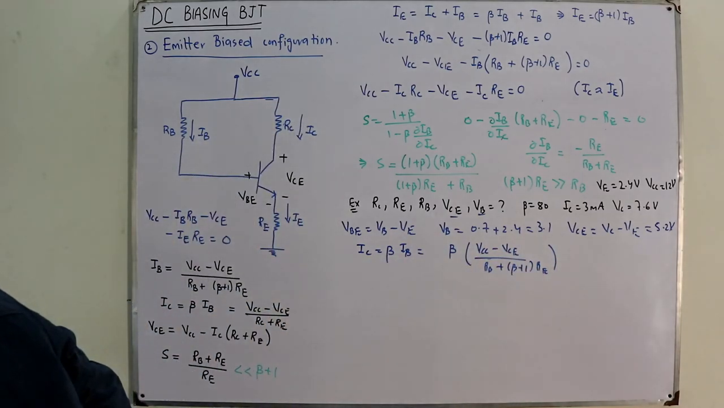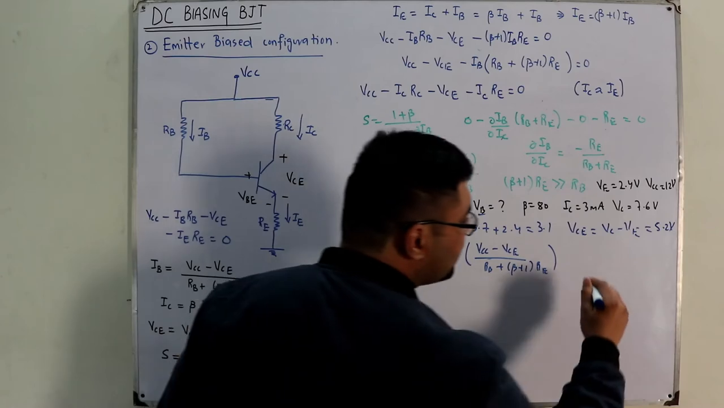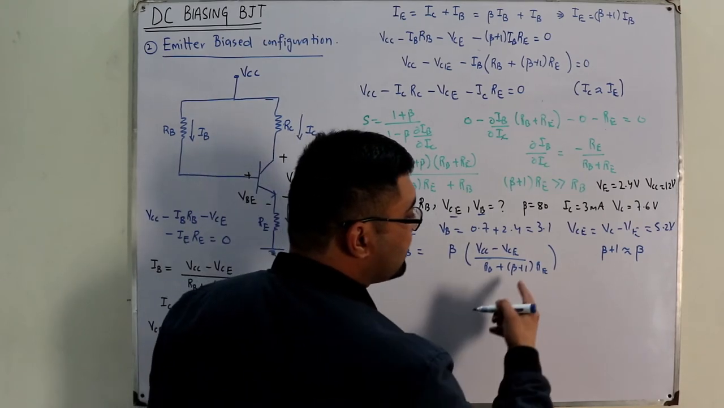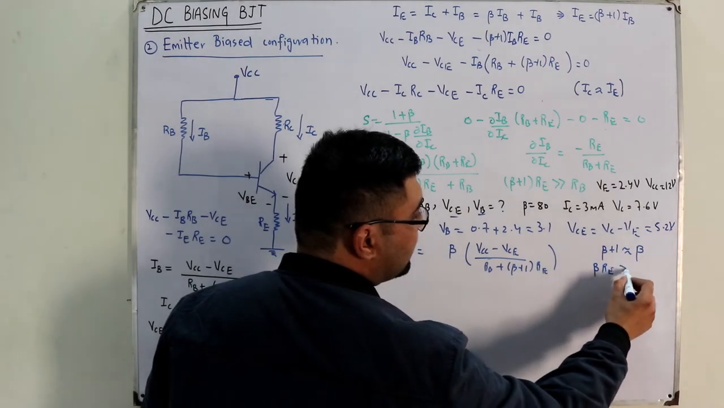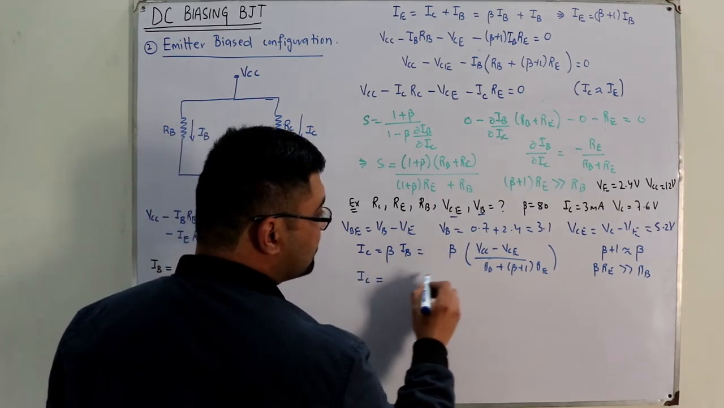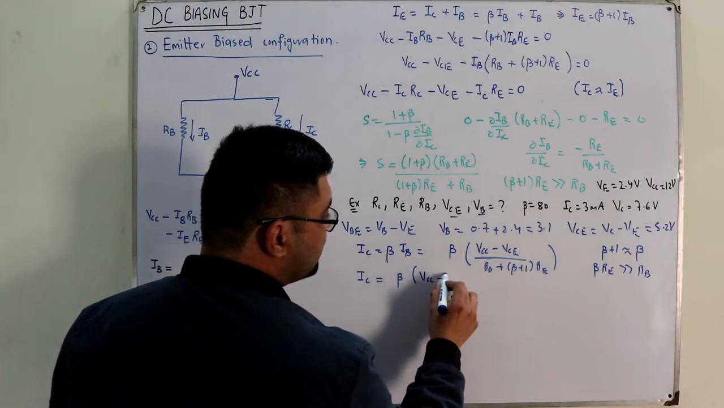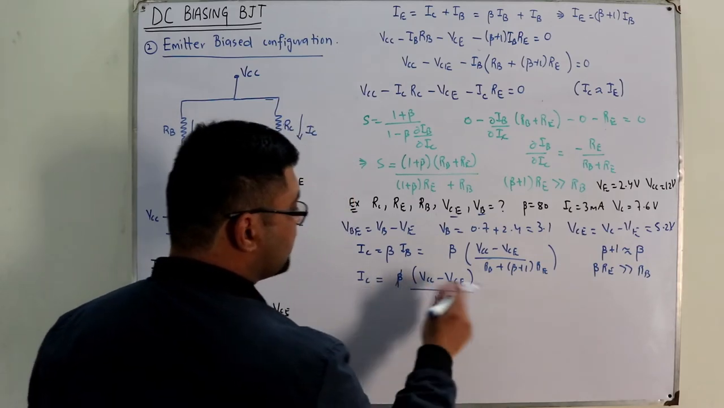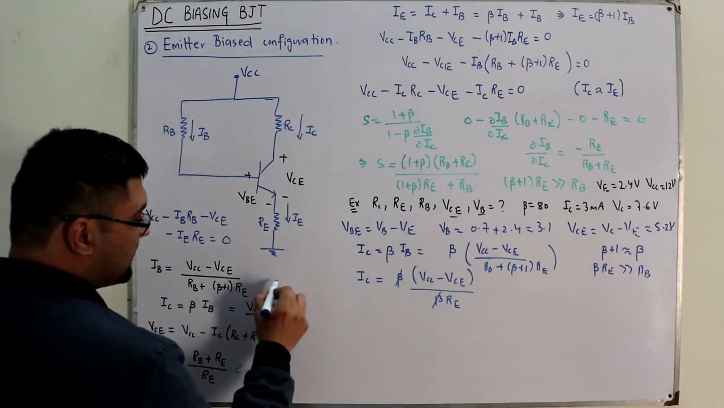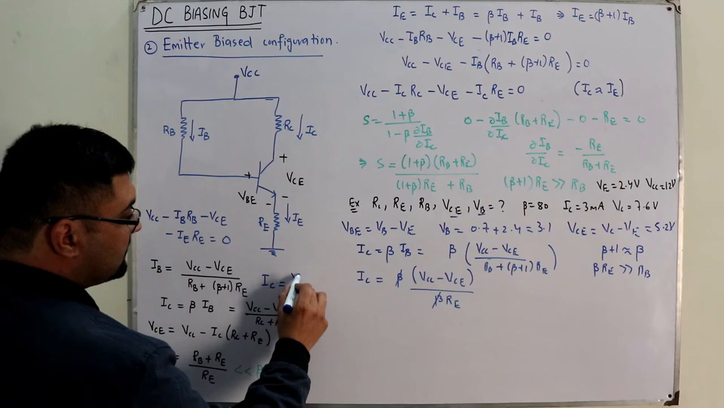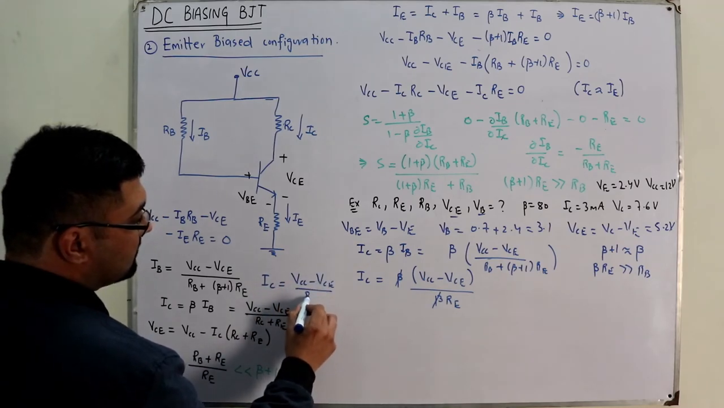Now what do I have? Beta plus 1 is approximately equal to beta, right? Then if this is beta RE, beta RE would be far greater than the value of RB. So we would neglect RB. So I have IC comes out to be beta times VCC minus VCE divided by beta RE, beta cancels out. So IC would be equal to VCC minus VCE upon RE.